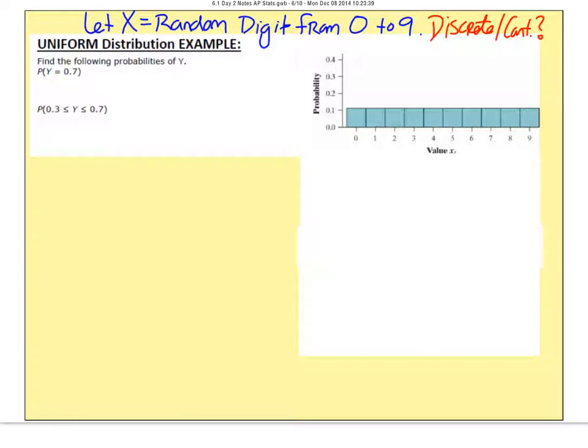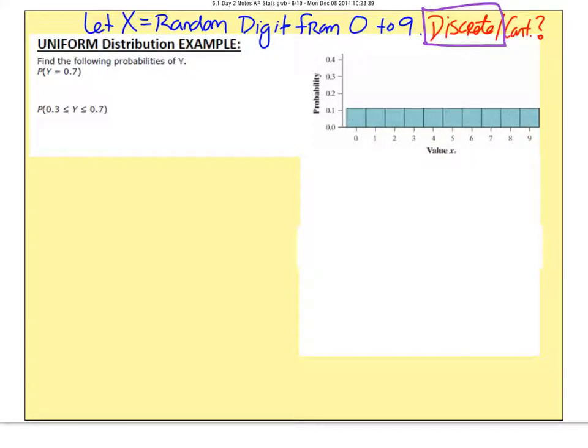Let's do this example here. We're going to let x be a random digit from 0 to 9. So if it's a random digit from 0 to 9, is that discrete or continuous? Good review question. It's considered discrete. And what we have here is a graph of between 0 and 9. We're going to notice that there are 10 intervals. Each interval has a probability of 0.1. So this is a complete probability distribution. It's called uniform because it's just what it looks like. It's uniform across from the start to the end.